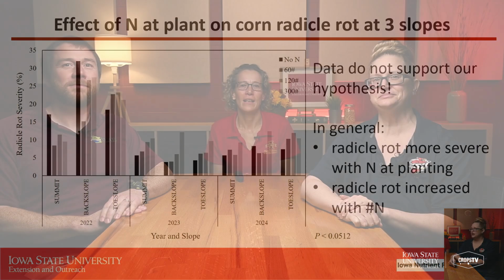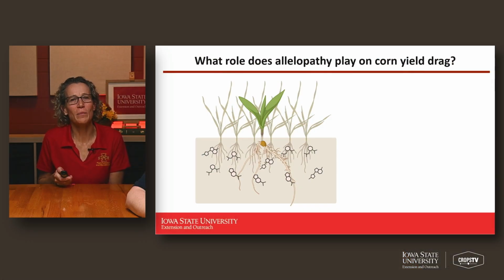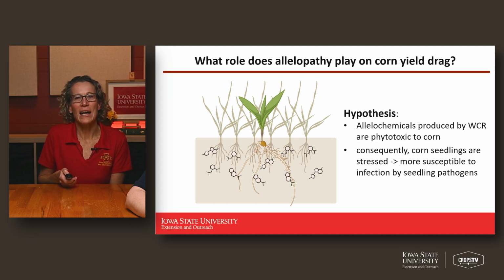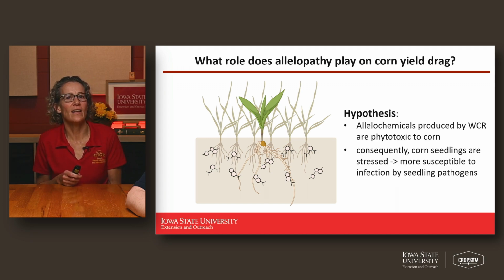So the other thing that we've been doing in my lab is looking at allelopathy and seeing if allelopathy is responsible for this corn yield drag. And this has been a challenge, but we've been making some small steps. And I have a student working with me at the moment on his PhD, so he'll be looking at this. But our hypothesis here is that the allelochemicals that are produced by the winter cereal rye are phytotoxic to the corn. And because of that, the corn seedlings are stressed as they're trying to grow, and so therefore they're more susceptible to infection by seedling pathogens.